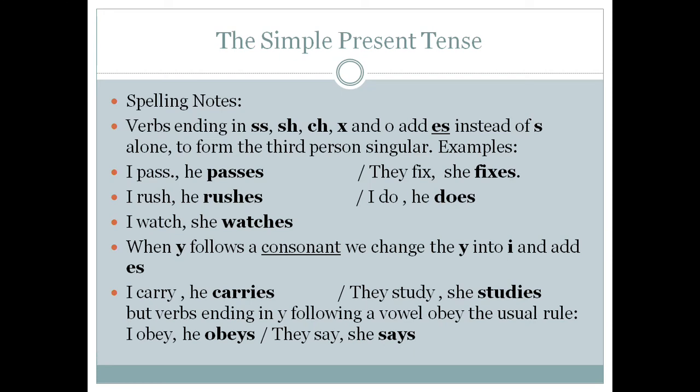But verbs ending in Y following a vowel obey the usual rule. I obey, he obeys. We do not change anything, we add only S, because before Y there is a vowel. O-B-E-Y-S. They say, she says. Stay, stays, and so on.